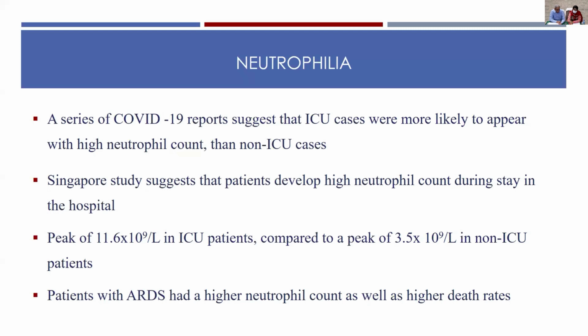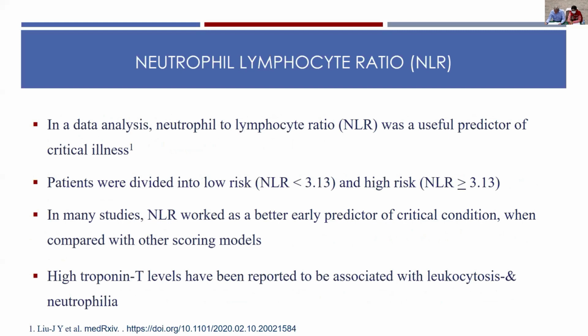The Singapore study suggested that the patients developed higher neutrophil counts during their stay in the hospital. They showed that the peak in the ICU patients was 11.6 as compared to the peak in non-ICU patients, where it was 3.5. They also showed that patients with ARDS had a higher neutrophil count as well as higher death rates. Most of the case reports are from hospitals in Wuhan, and patients in the ICU have a higher neutrophil count, which is an indicator of disease progression and higher mortality.